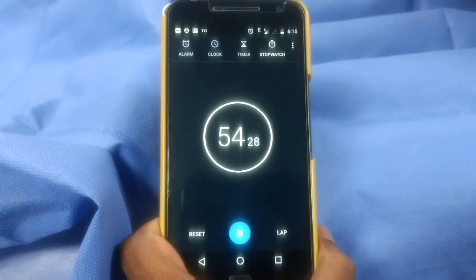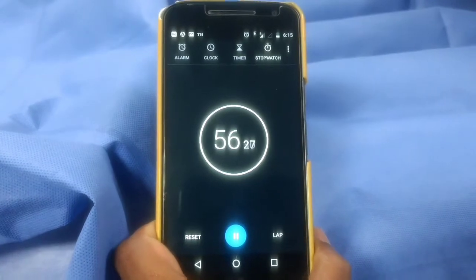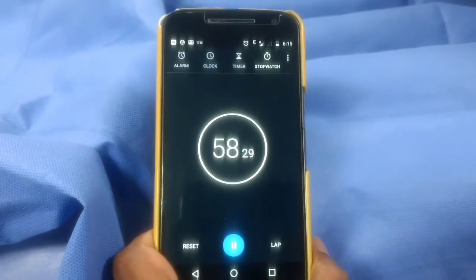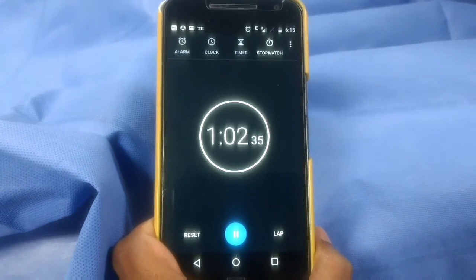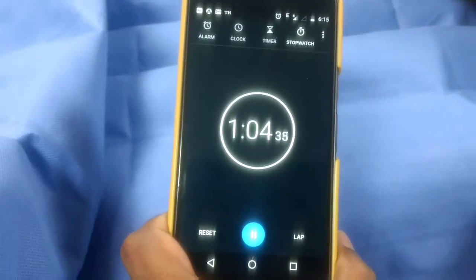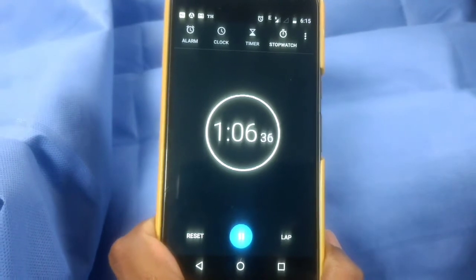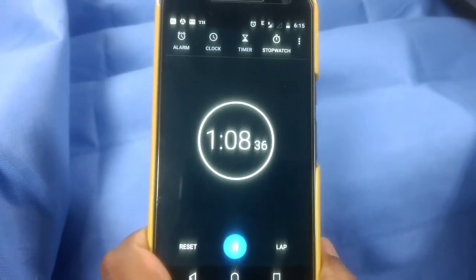Then you calculate the time as per the watch. The stopwatch is mandatory before starting the procedure. Collect this stopwatch before doing this procedure. Monitor the time carefully.